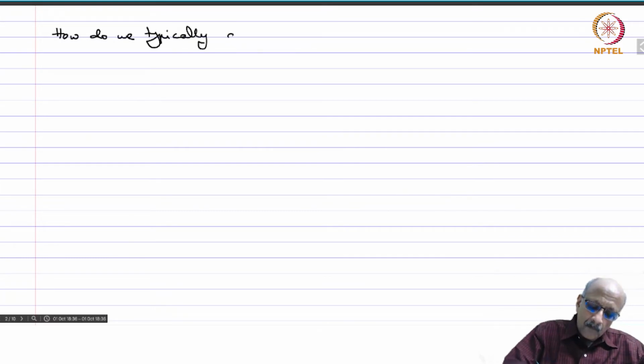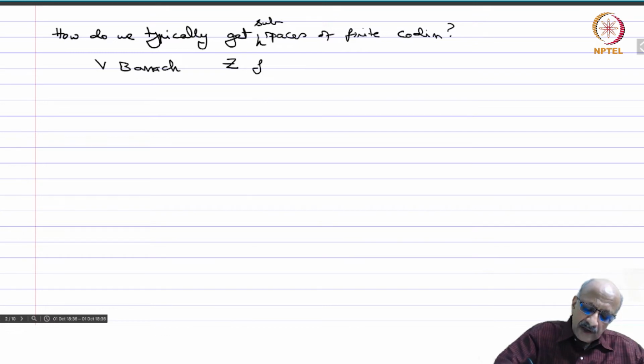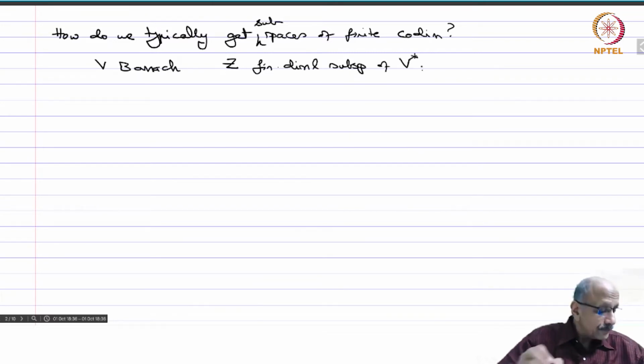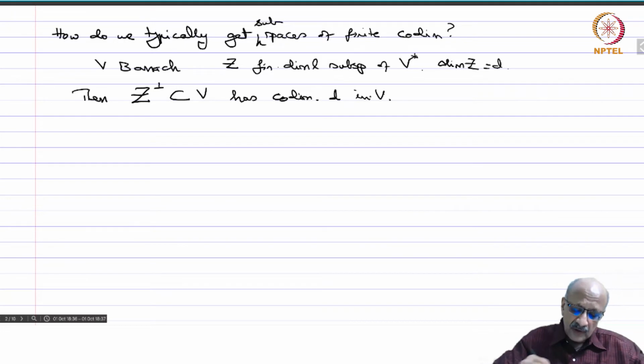So how do we typically get subspaces of finite codimension? So let V be Banach, and let us take Z a finite dimensional subspace of V star. Let us say dimension Z equals D. Then its annihilator Z perp contained in V has codimension D in V. So this is the typical way in which they occur.